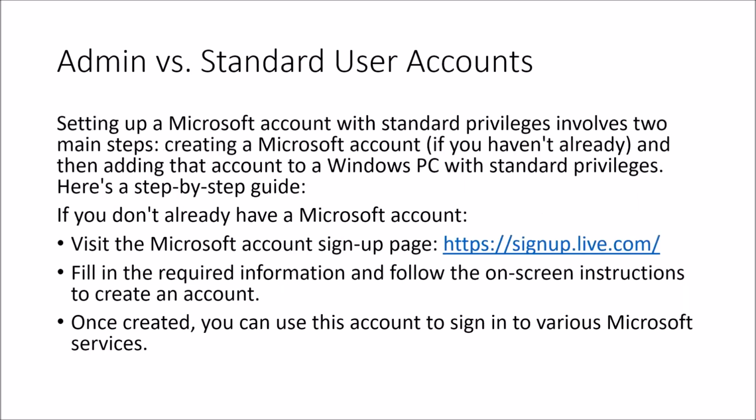To set up a Microsoft account with standard privileges involves two main steps: creating a Microsoft account if you haven't already, and then adding that account to a Windows PC with standard privileges. And here are the steps. If you don't already have a Microsoft account, you can visit the Microsoft account sign-up page, fill in the required information, follow the on-screen instructions, and then once created, you can use this account to sign into various Microsoft services.